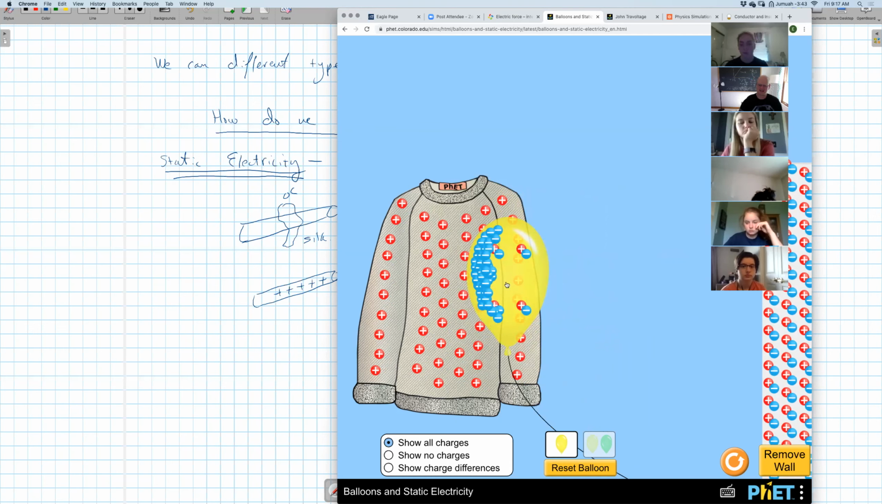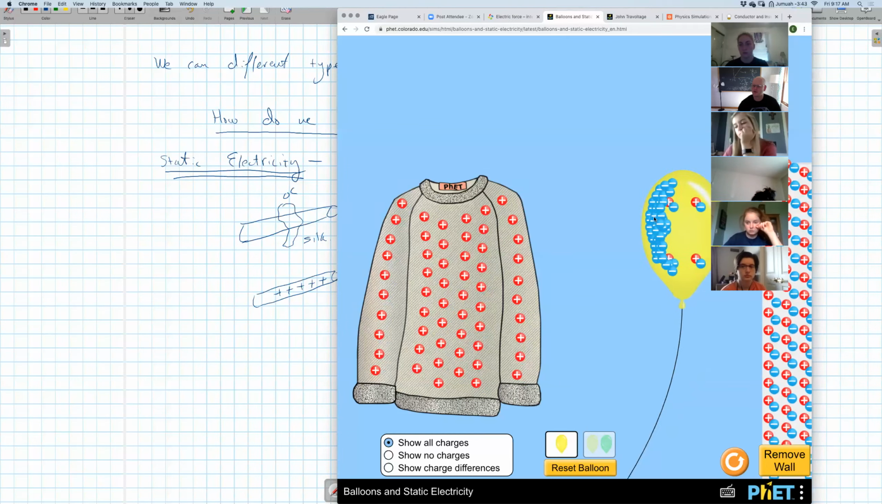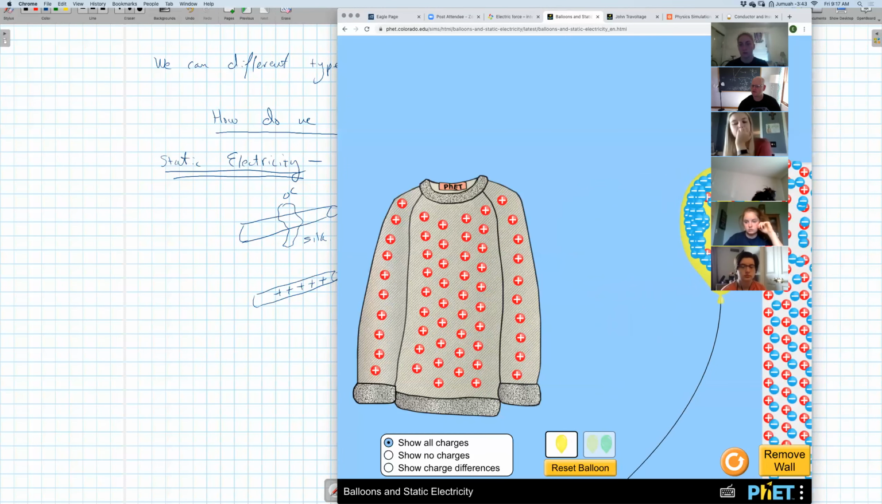But simultaneously, I could take that balloon and push it against the wall, and I can actually have it stick against the wall, even though the wall is still neutral. The balloon has a negative charge, but the wall has 0 net charge. This is called polarization. We'll talk about how this works in a second.